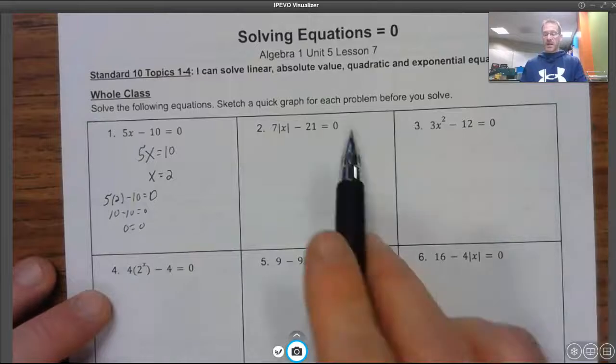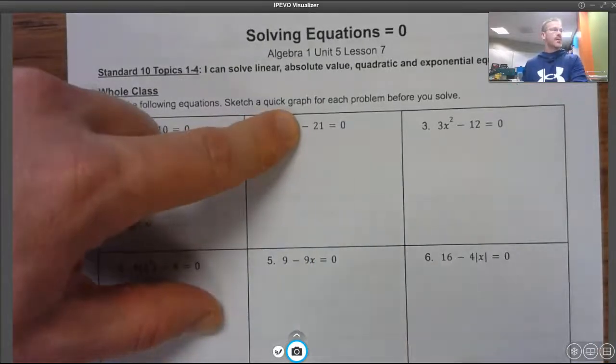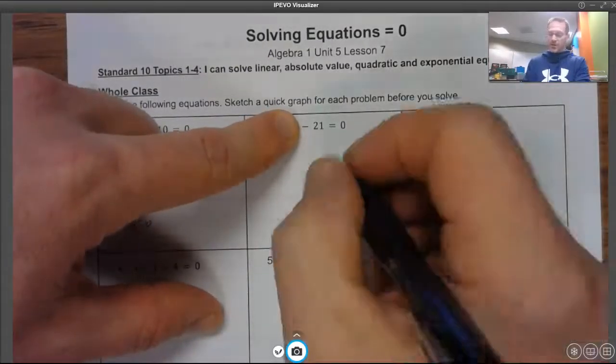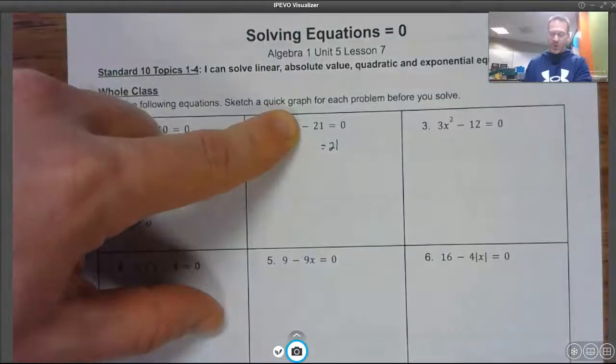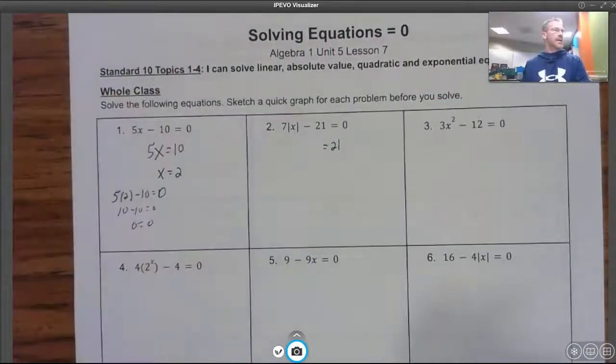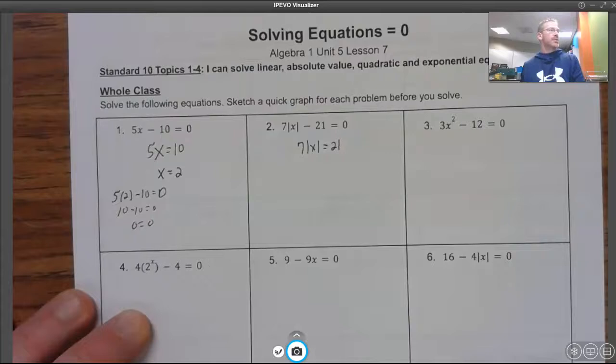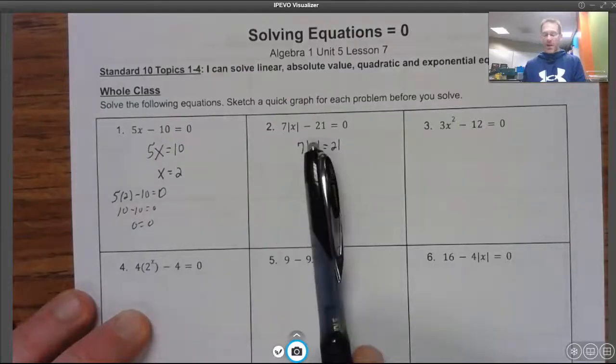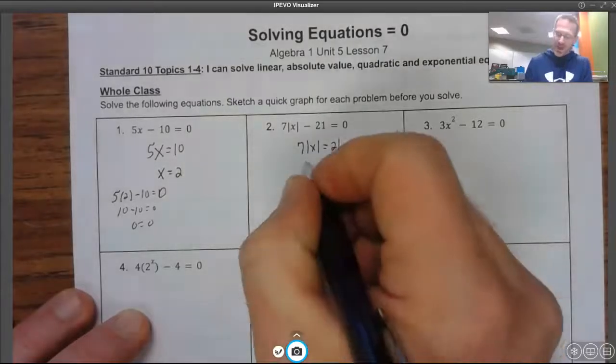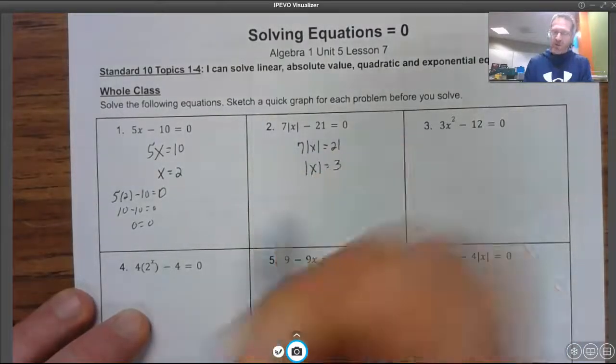Once again, it's equal to 0, so let's use that 0 property. What minus 21 is 0? We know the answer is 21. So that means that 7 times the absolute value of x is equal to 21. Once again, now it's a multiplication problem. 7 times what is 21? 7 times 3 is 21. So that means the absolute value of x is equal to 3.